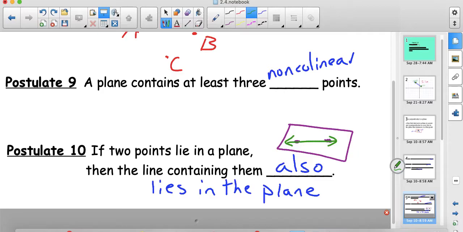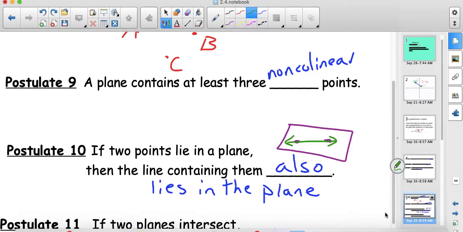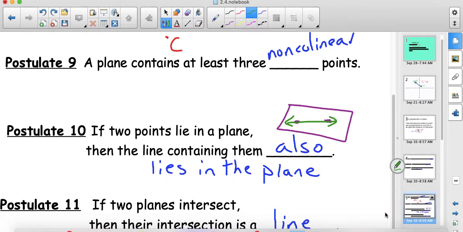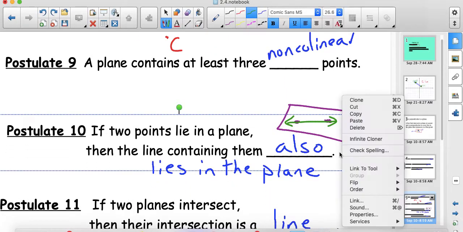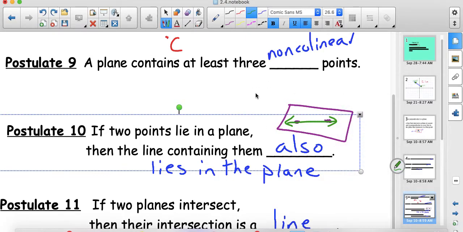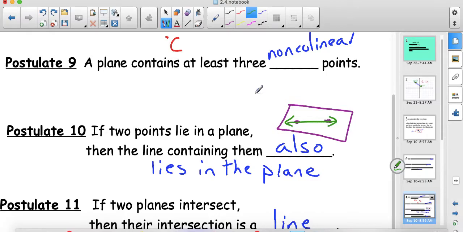And then finally our last one. Postulate 11 says if 2 planes intersect, then their intersection is... and this goes back to number 2 from your chapter 1 test. The intersection of 2 planes is a line. There we go. So the intersection of 2 planes is a line.